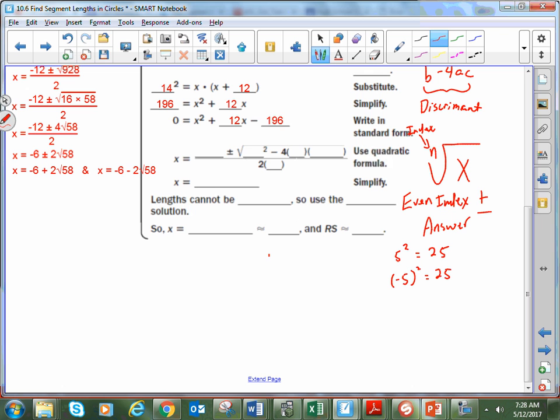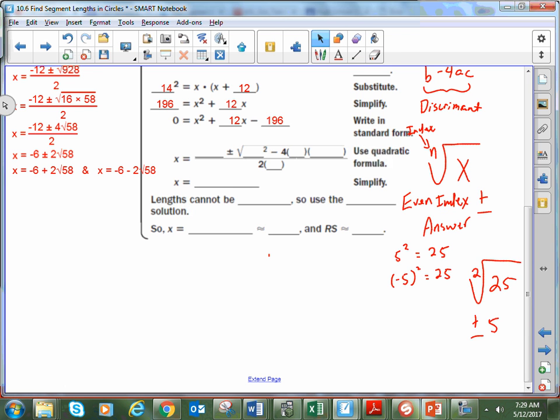So that's why technically every time we take the square root of a value, because in the square root, even though we don't write it, it has an index number of 2 there, I'd have to say I could get the positive or the negative value of whatever that number is that I'm taking the square root of.